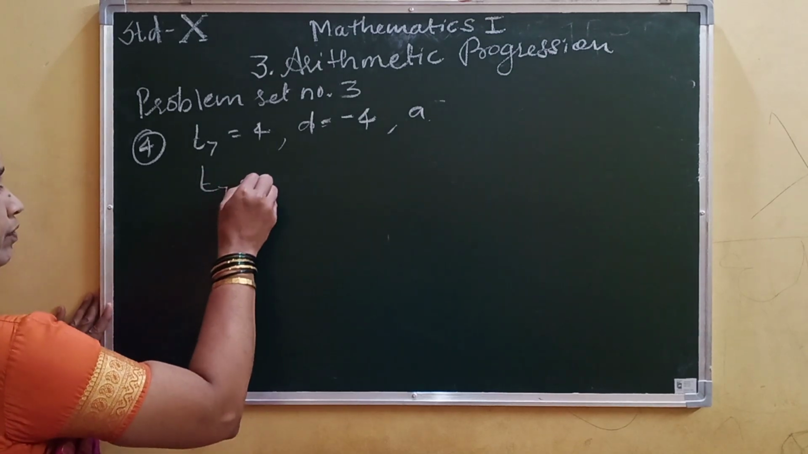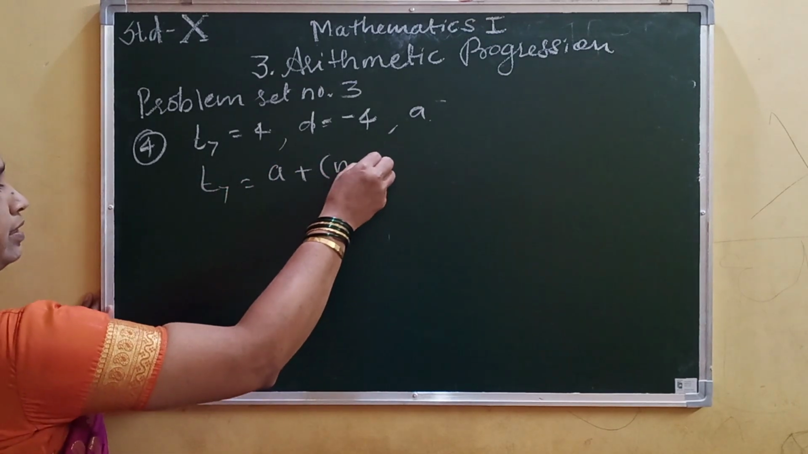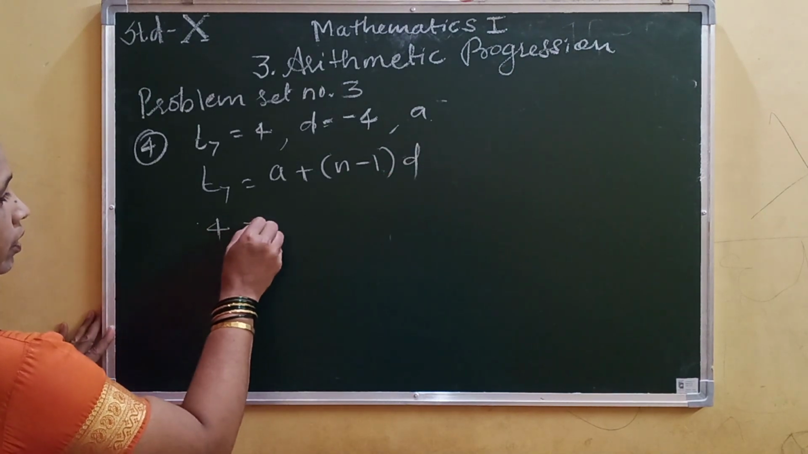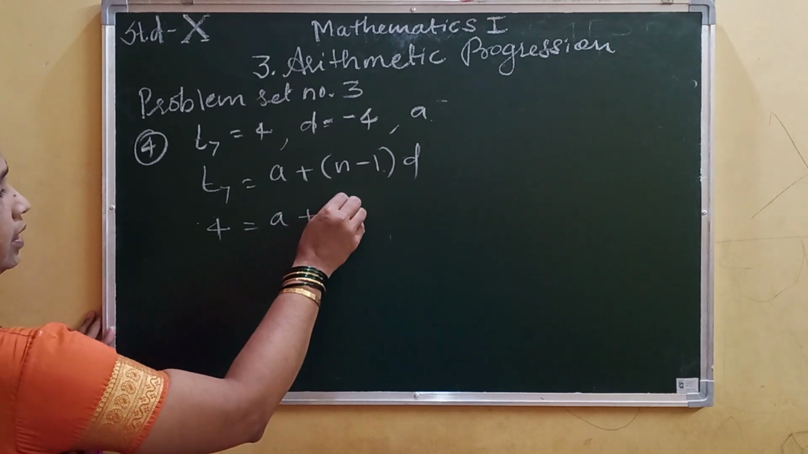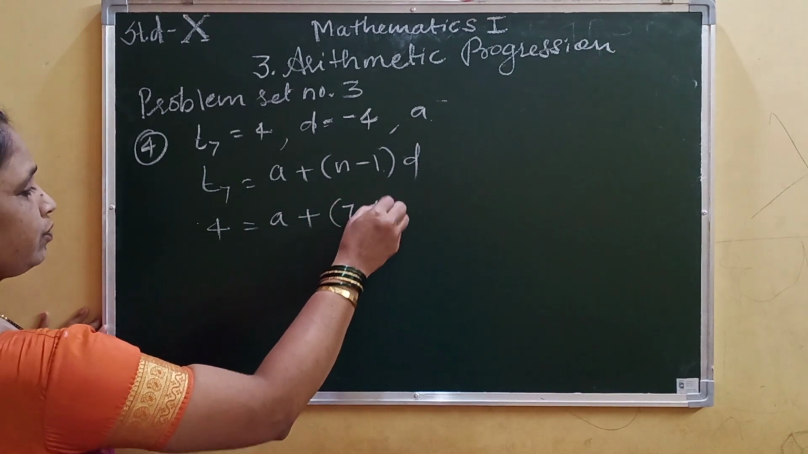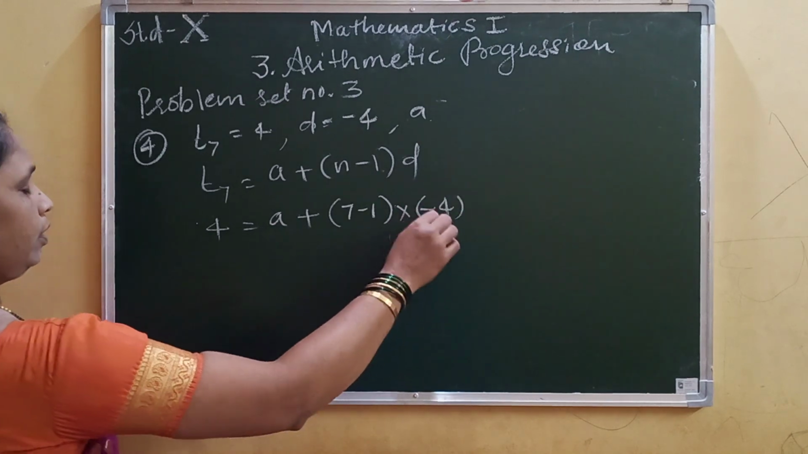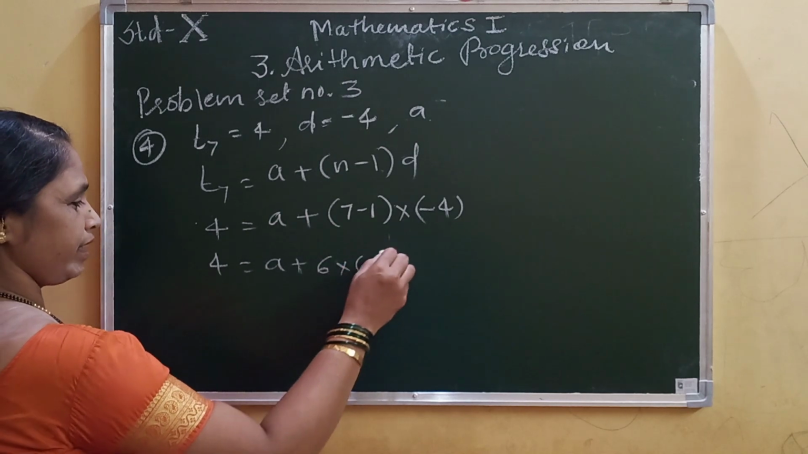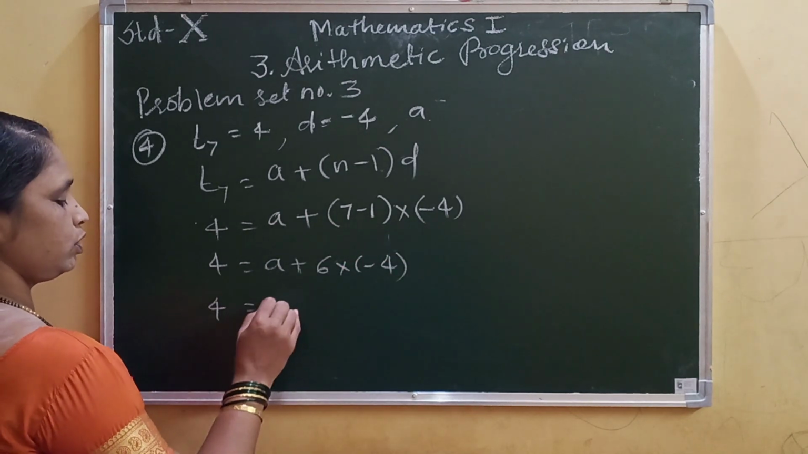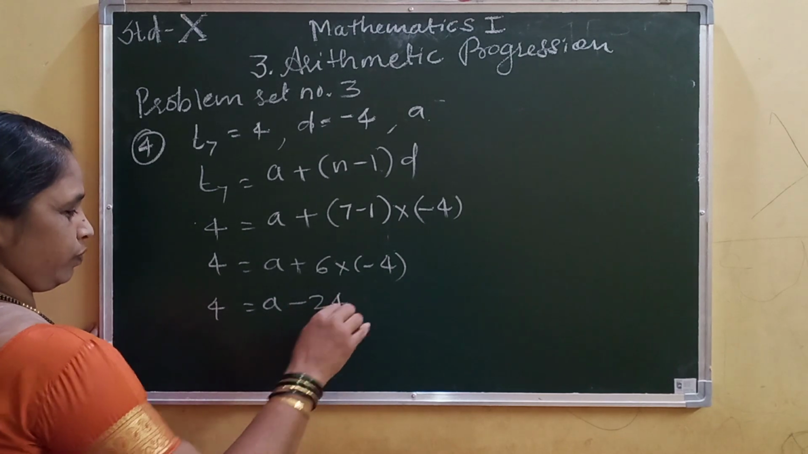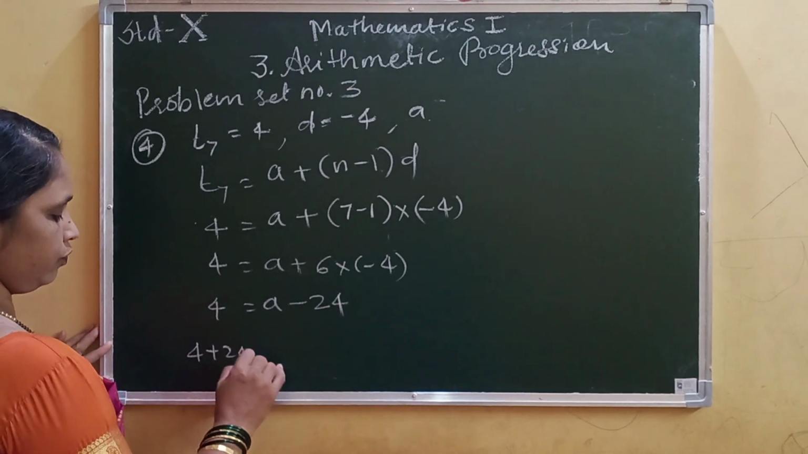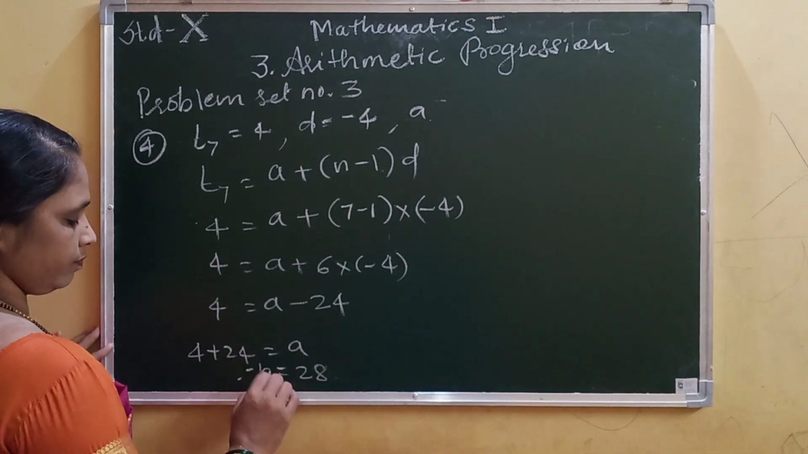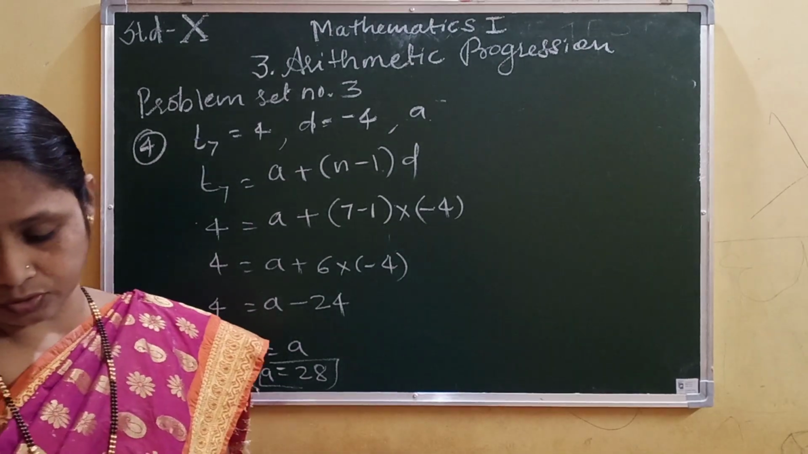We know T7 is equal to A plus n minus 1 into D. Now T7 is 4, A we have to find out, plus n is 7, 7 minus 1 into D, which is minus 4. So 4 is equal to A plus 6 into minus 4, which means 4 is equal to A minus 24. So 4 plus 24 is equal to A. Therefore A is equal to 28. Okay, A is equal to 28.